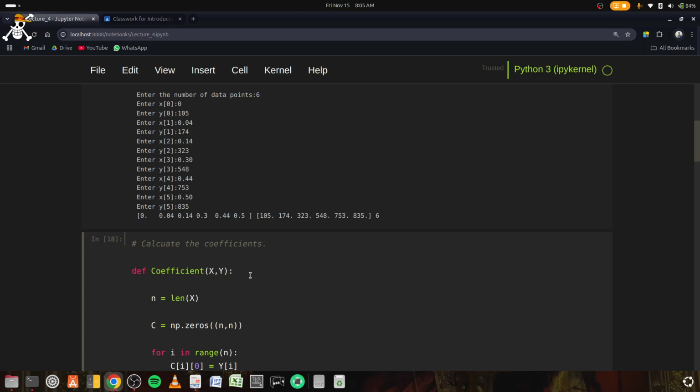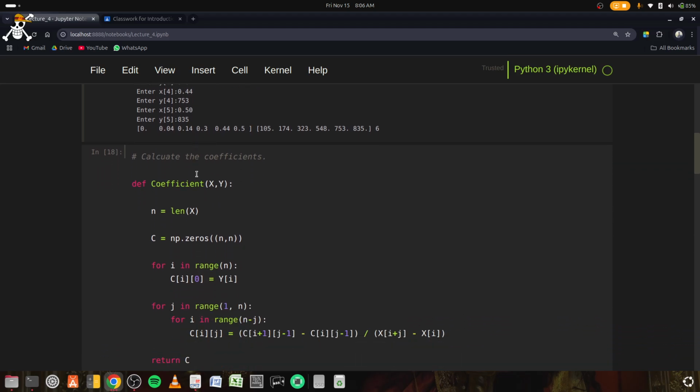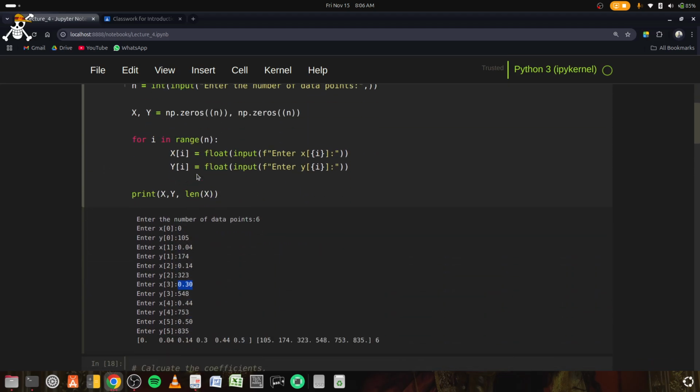Okay, so you got 6 data points, and between these data points you need the new values. Suppose you need the value of the magnetic field at the current 0.2. So you have the data at 0.14 and you have the data at 0.3. Suppose you need the value of magnetic field at 0.20. How to get that? Using the interpolation method. So let's implement Newton's method.